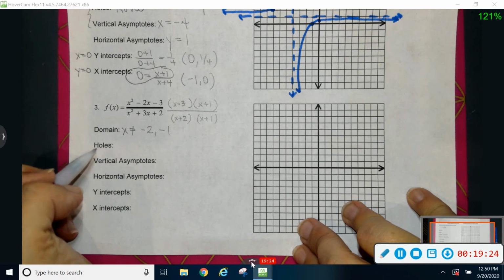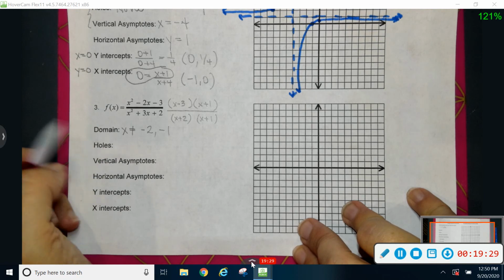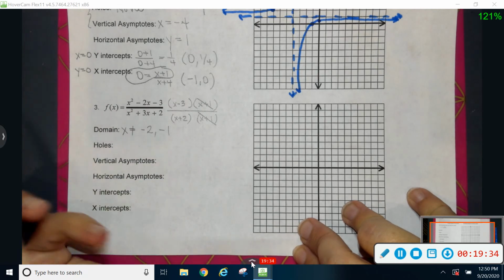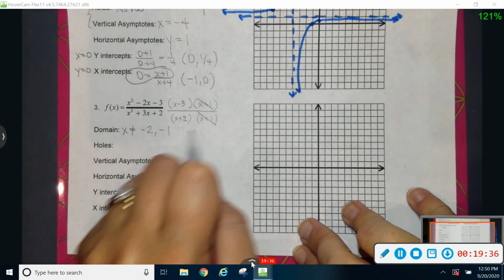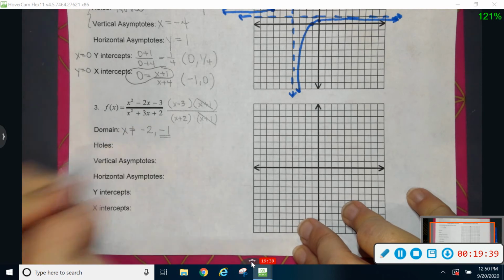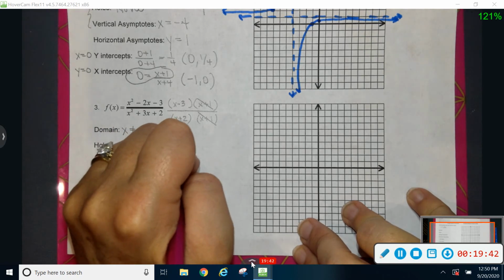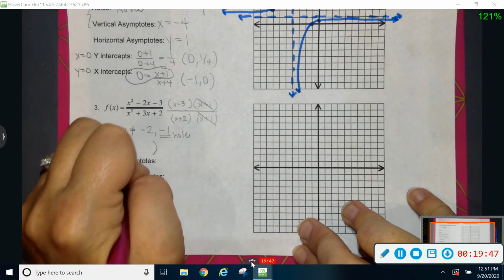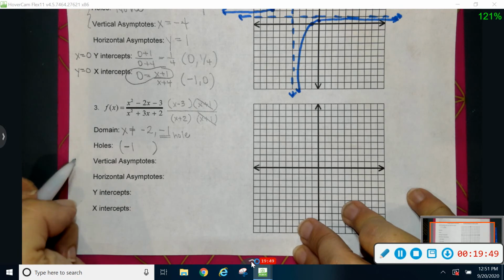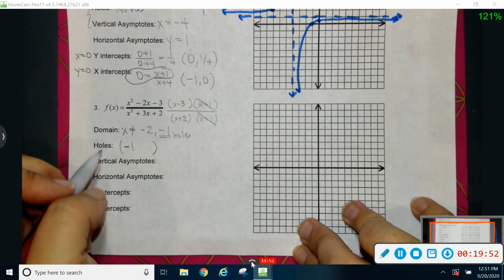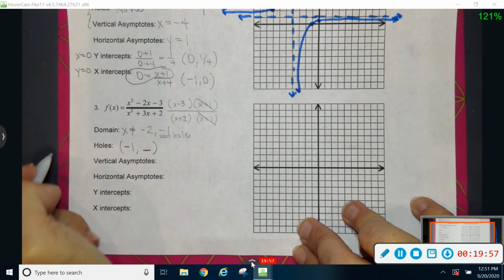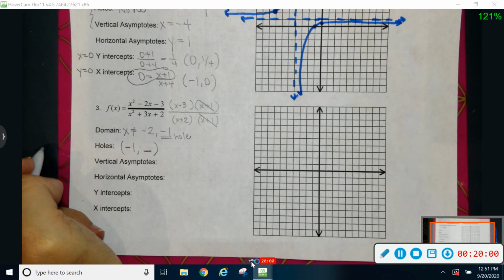Holes. Here we have a situation with a hole, because we talked about when a hole occurs. A hole occurs if I have a duplicating factor top and bottom that divides out. So because my x plus 1 is a match, that means that this negative 1 problem in our domain is going to be a hole. So I'm going to have a hole at negative 1. But a hole is just a tiny little point, a tiny little gap that my graph didn't have an output for. So kind of like that vertex, I need to be able to complete it. I have the x, but I need the y that goes with it.